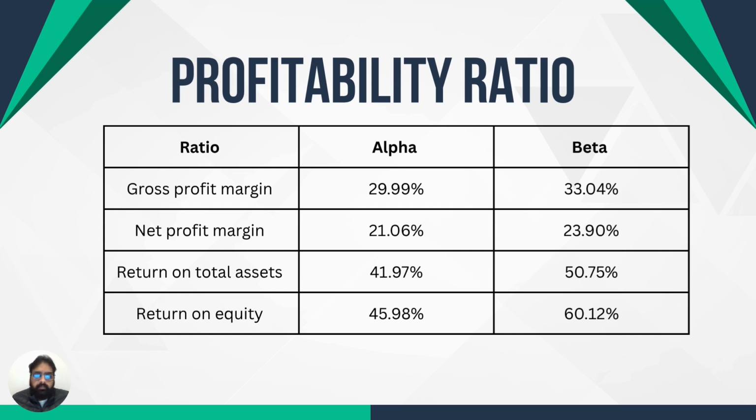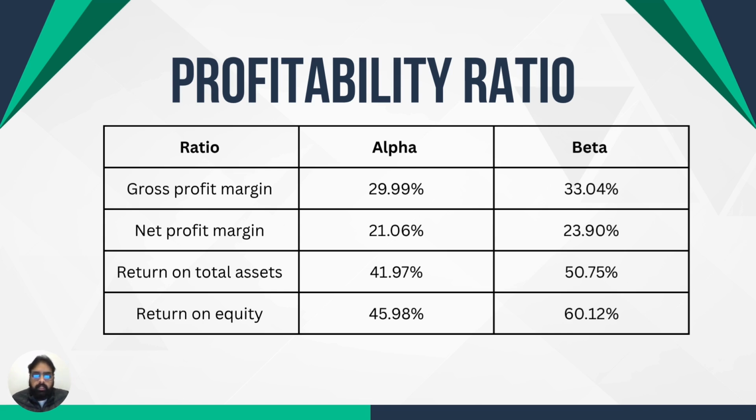So, coming towards the first one, gross profit margin, Beta has a higher gross profit margin as compared to Alpha. That indicates that Beta is more efficient at controlling production or operating costs and retains more profit from sales before other expenses.